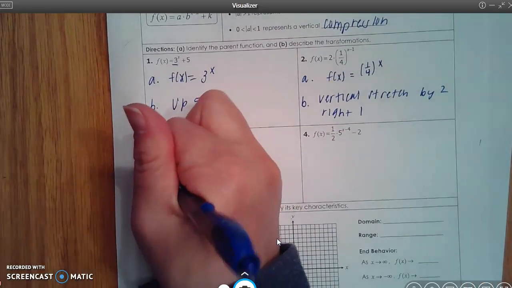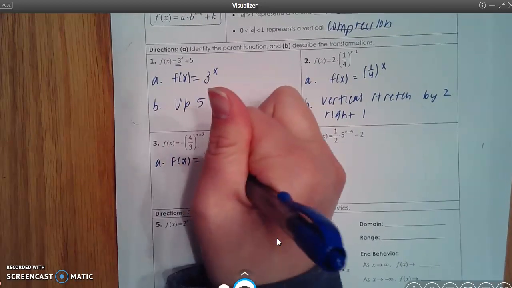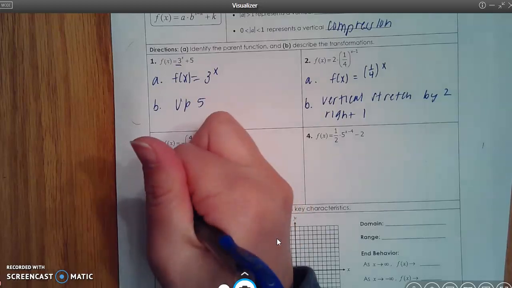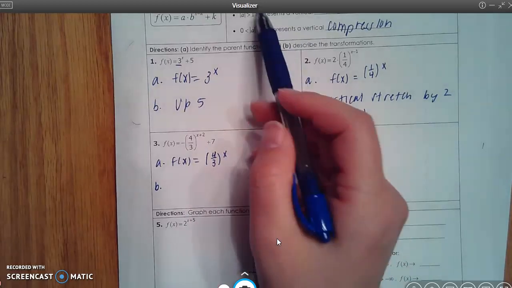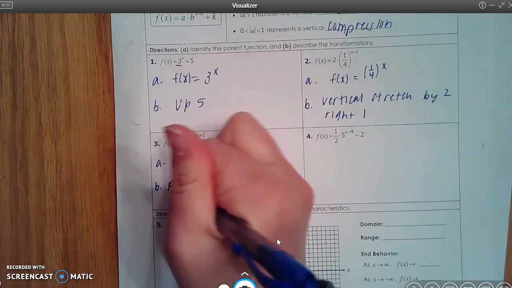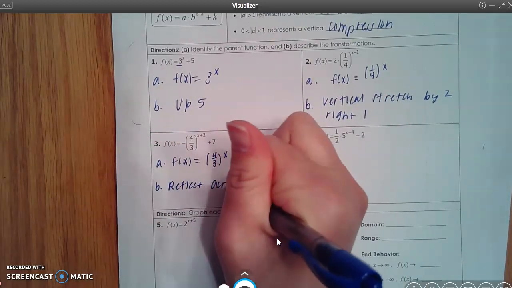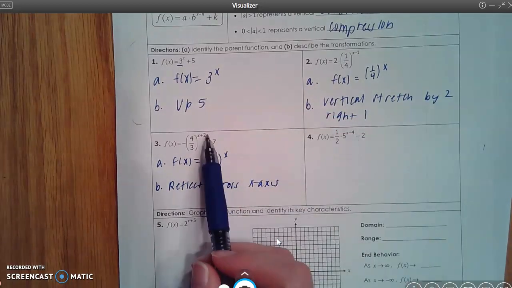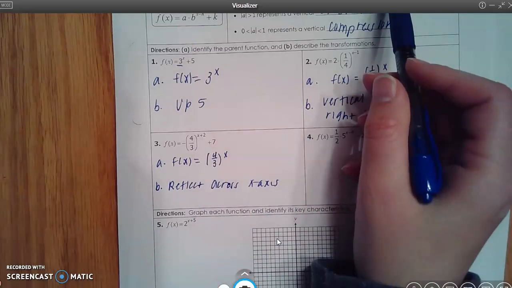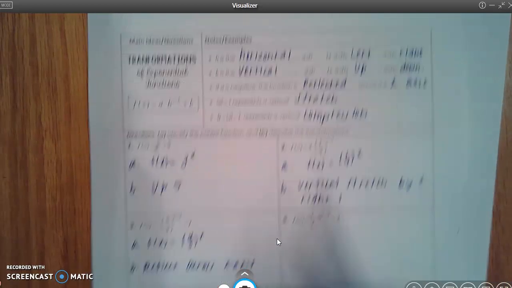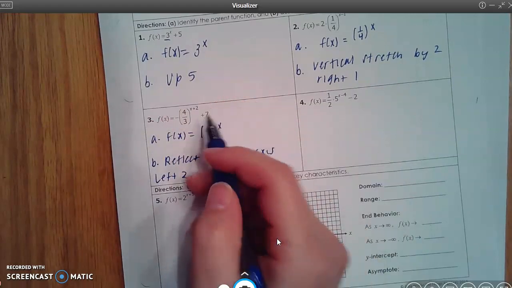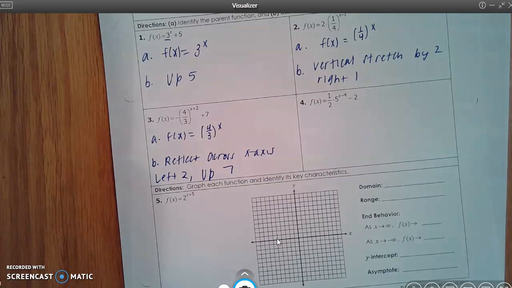Okay, number 3, my parent function is my 4/3 to the x. Once again, I ignore any other number added, subtracted, multiplied, or divided to it. Then we have to describe the transformations. That's negative, so that means we're going to reflect across the x-axis. I have a positive 2 in my exponent, which means I'm going to go to the left 2. And then I have this plus 7, which means we're going up 7.